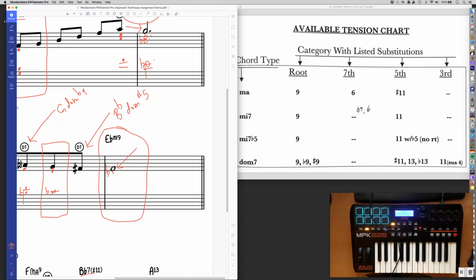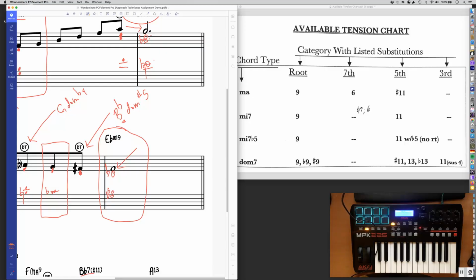And so let's just go down from there. We've got our available tension chart if we need it. So 9, and then our 5th, and then our 3rd. All right, so we've got that now, and we want to approach that by dominant. Now remember, we're thinking about a B flat dominant with a raised fifth here. So we're going to be saying here's our 5, and then here's our 3.